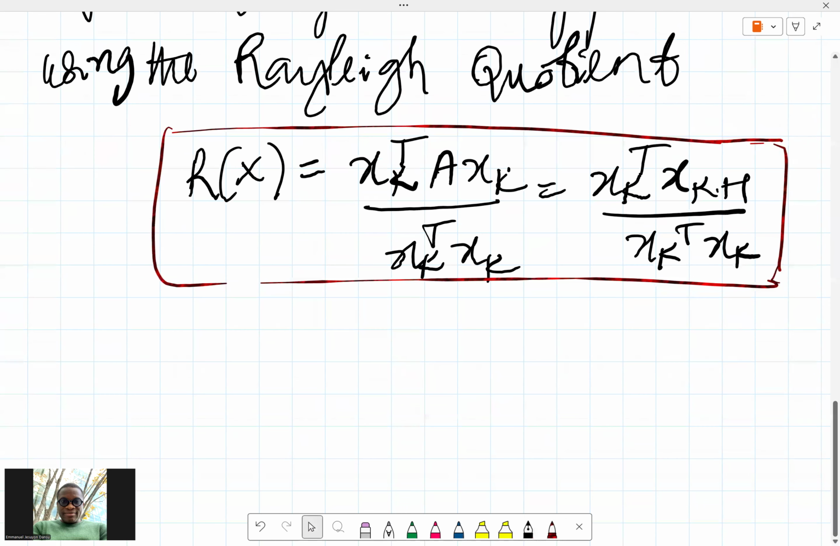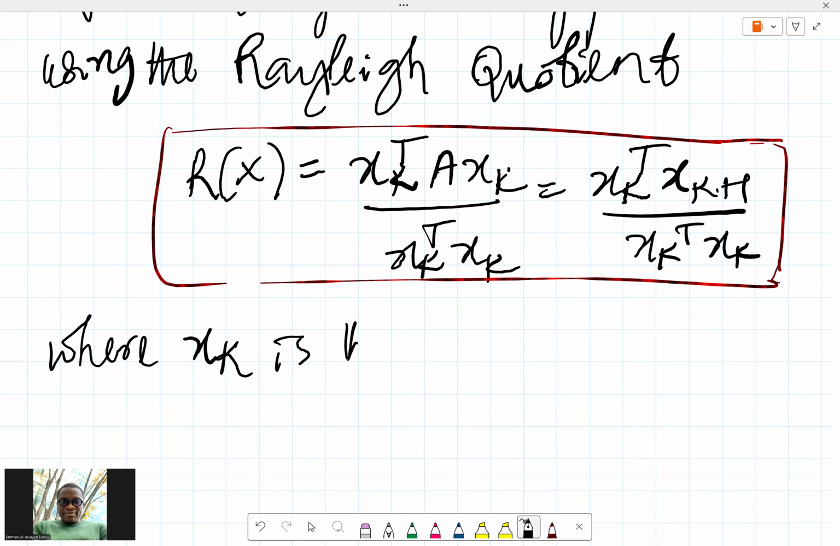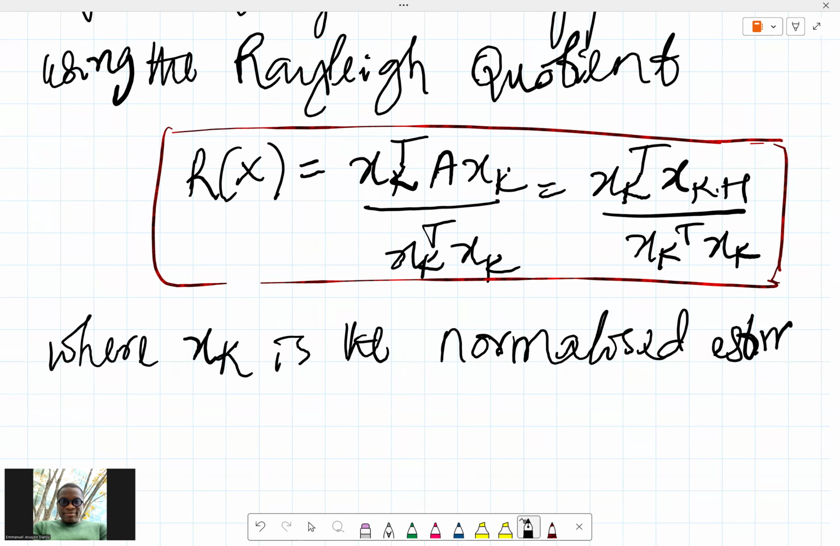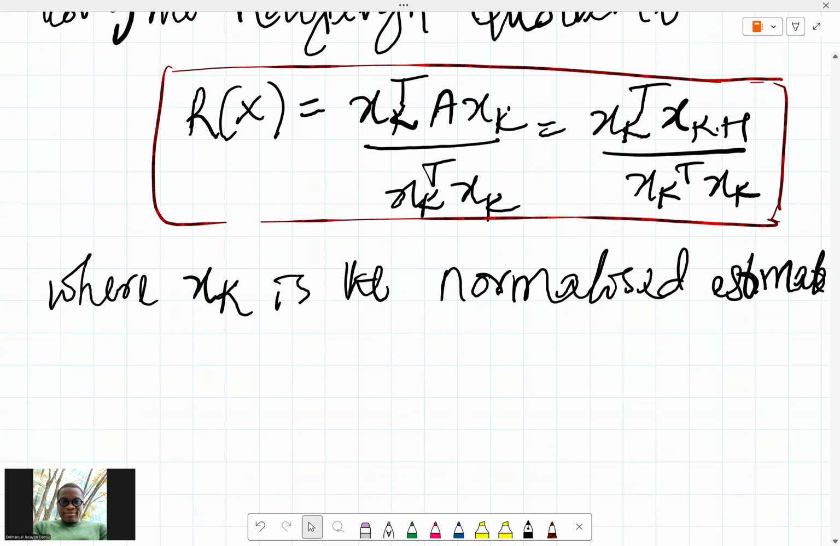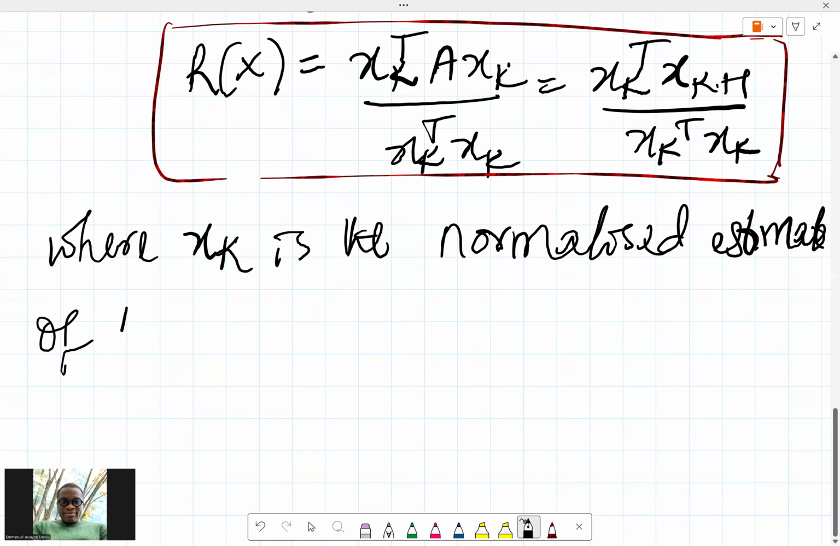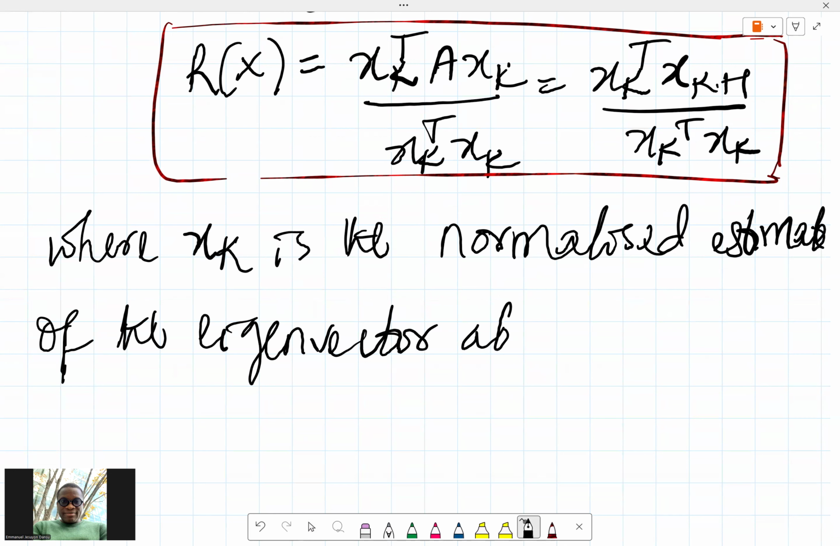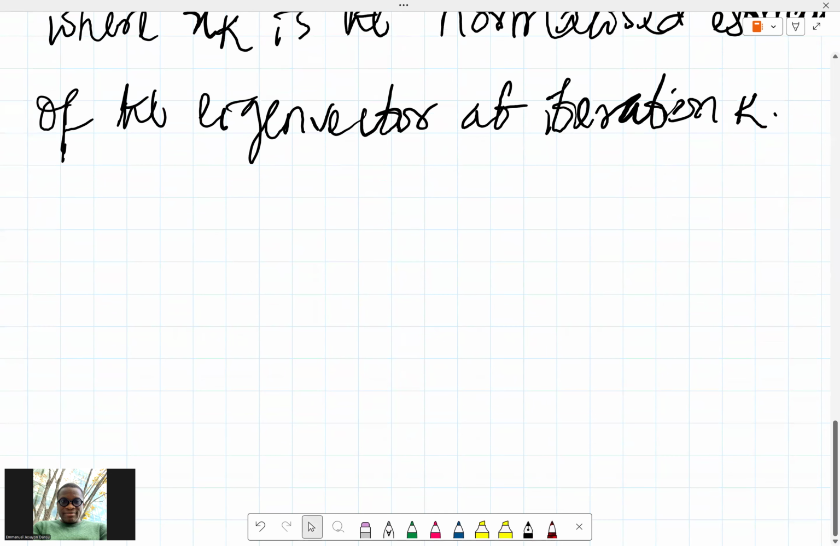Here, x_k is the normalized estimate of the eigenvector at iteration k. So let's look at the algorithm.